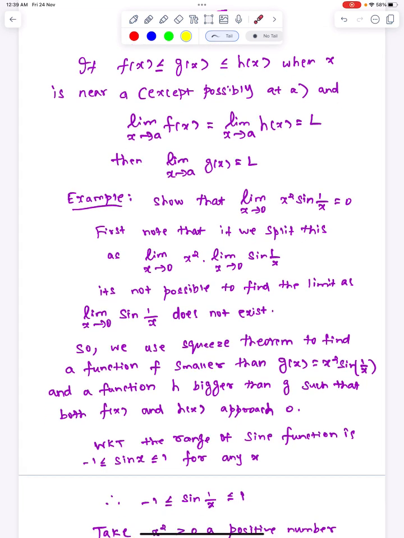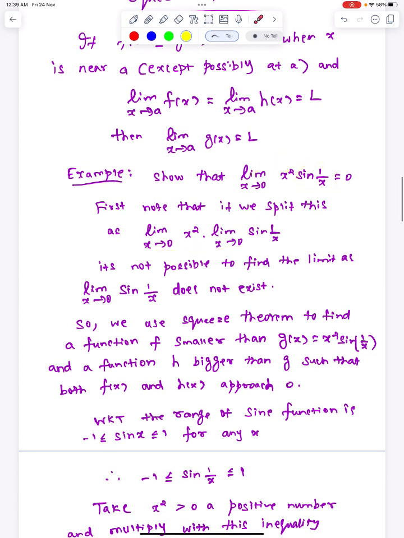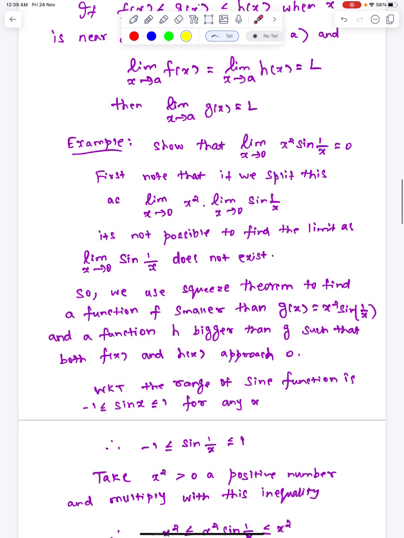So how do we find this? First, let us note that if we split this as the limit as x tends to 0 of x square, times the limit as x tends to 0 of sine 1 over x, then it's not possible to find the limit of sine 1 over x as x approaches 0. Why? Because the limit doesn't exist for this sine function. So this is not possible with the product rule of limits.